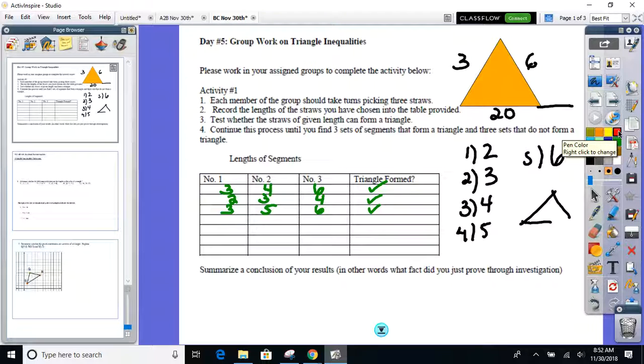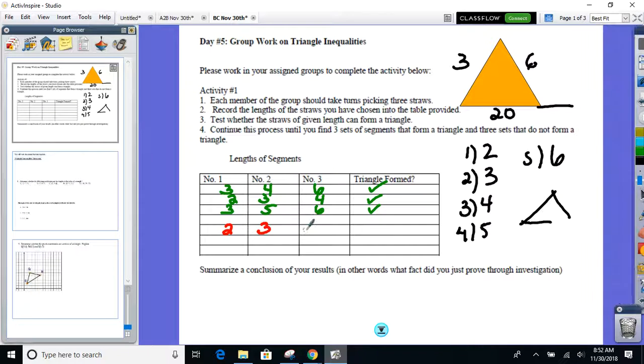Give me a triple that did not form a triangle. Go ahead, Grace. 2, 3, 5 should not form a triangle. And how about one more that did not? 2, 4, 6. That's a good one.